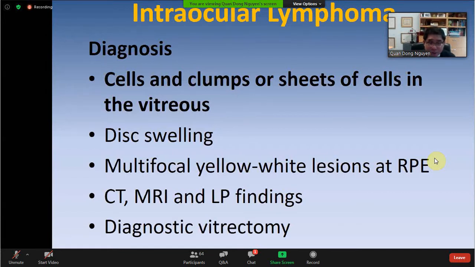You can also see, in addition to cell and flare, edema of the optic nerve. You can also see the yellow-white lesion that Natasha pointed out to you before, and Price also pointed out the yellow-white lesion at the RPE. And certainly with the CT and MRI and lumbar puncture, you can also expect to see that. So this is what we cover. And of course, then we do the diagnostic vitrectomy.